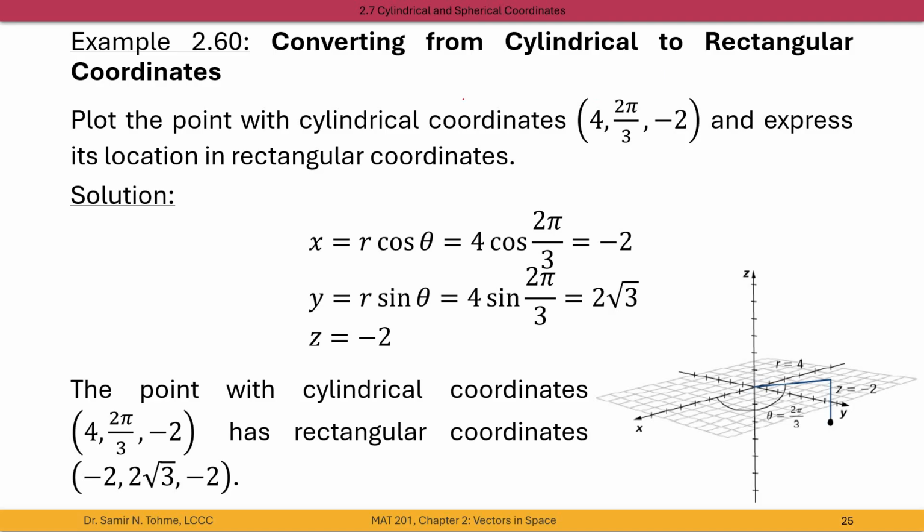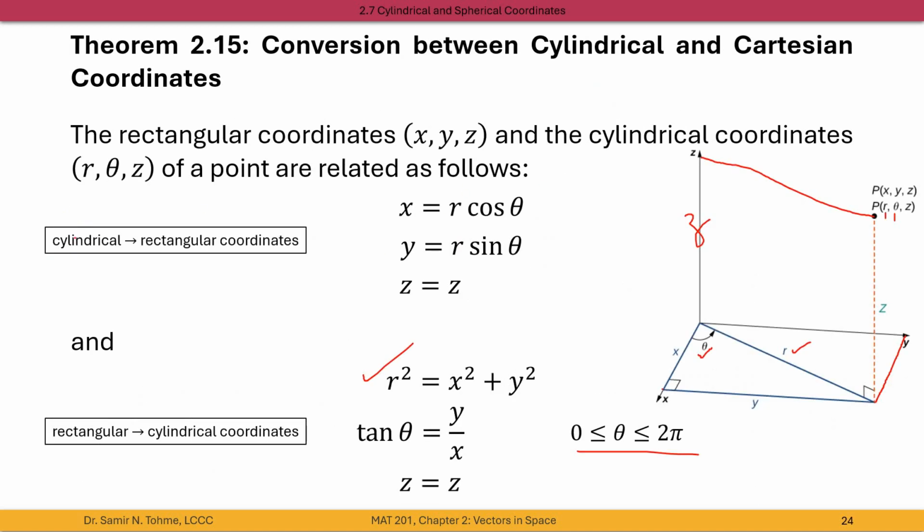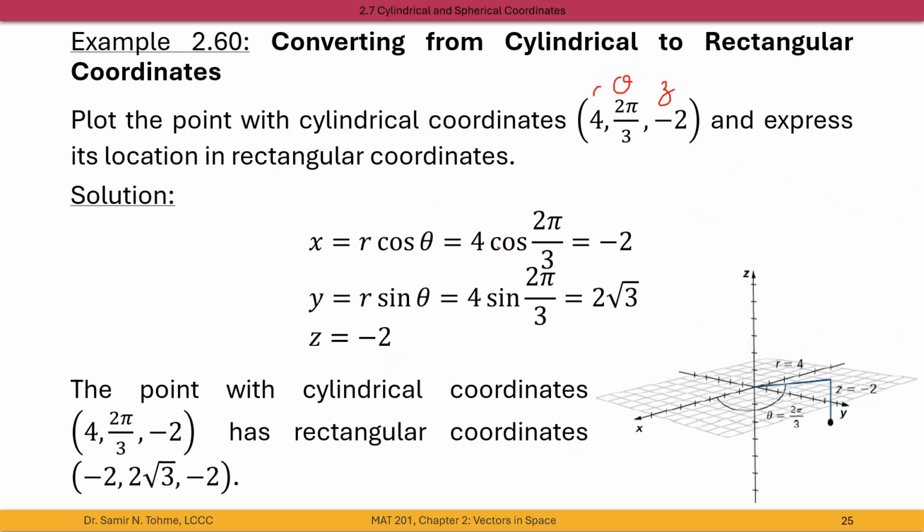Example 2.60, let's convert from cylindrical to rectangular coordinates. Plot the point with cylindrical coordinates 4, 2 pi over 3, minus 2 and express its location in rectangular coordinates. So we know r, we know theta, and this is z. From the previous equations where you transform from cylindrical to rectangular, we're going to use these three equations. Just replace r equal to 4 in both equations and take the angle 2 pi over 3.